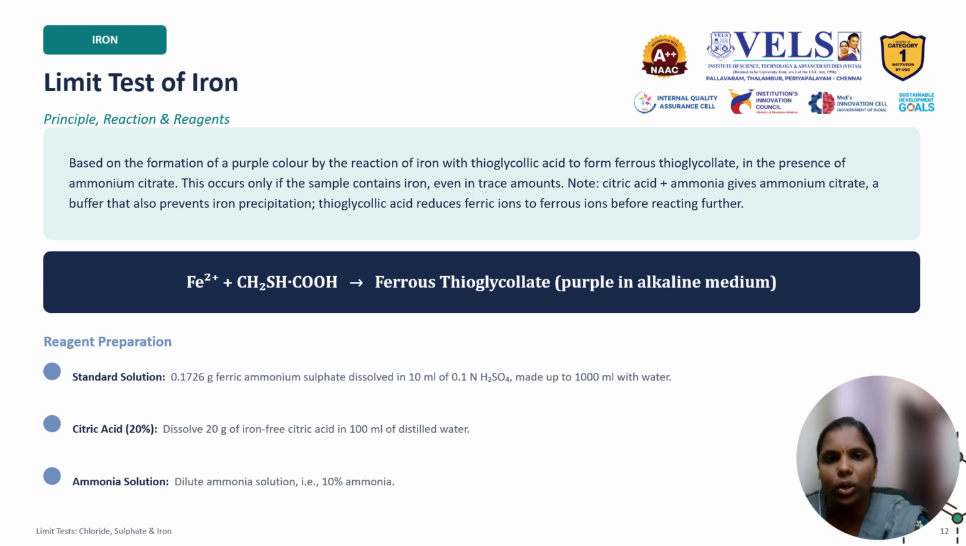ferrous thioglycolate complex. First, thioglycolic acid reduces the ferric ions to ferrous ions, and ammonium citrate keeps iron dissolved and prevents the precipitation process. Even a trace of iron can produce the purple color.